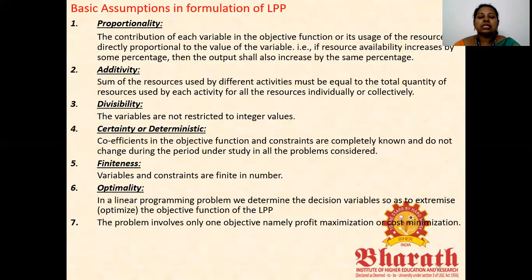Okay, these are the basic things needed to form an LPP. The first one is proportionality. The contribution of each variable in the objective function or its usage of the resources is directly proportional to the value of the variable. If resource availability increases by some percentage, then the output shall also increase by the same percentage. We have to maintain the proportionality between the variables and the availability of the particular data.